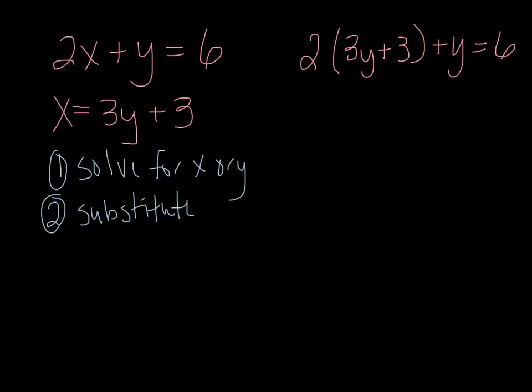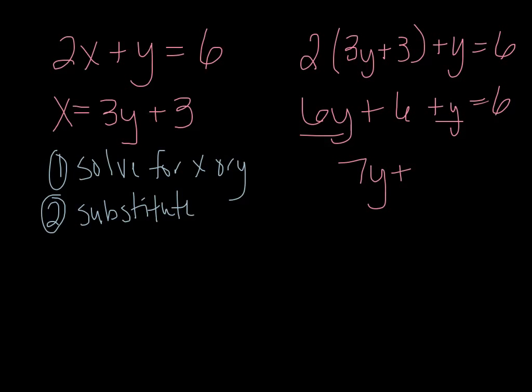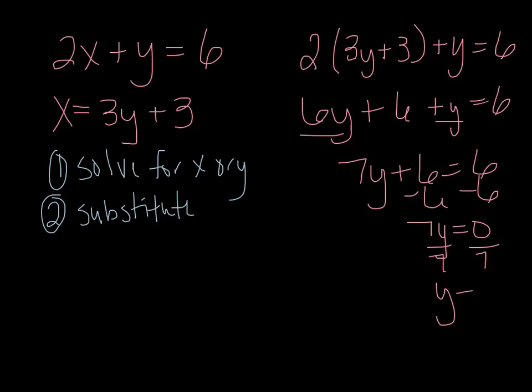Now I'm going to solve, so I have to distribute first. So I get 6y plus 6 plus y equals 6. Combine like terms. That's 7y plus 6 equals 6. Solve for y, so I'm going to subtract 6. 7y equals 0. Divide by 7. So y equals 0. So now I have my y value.